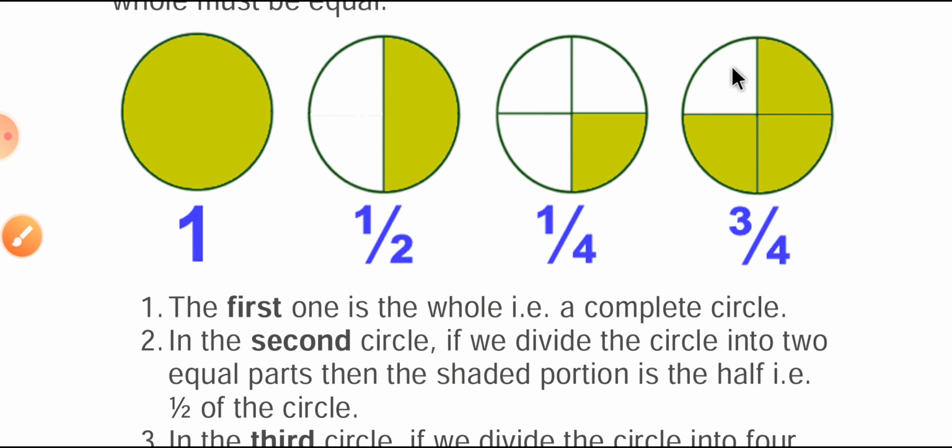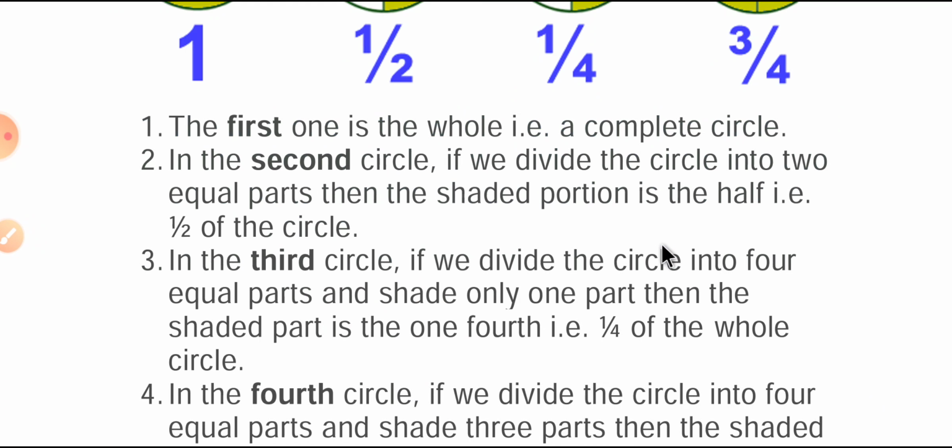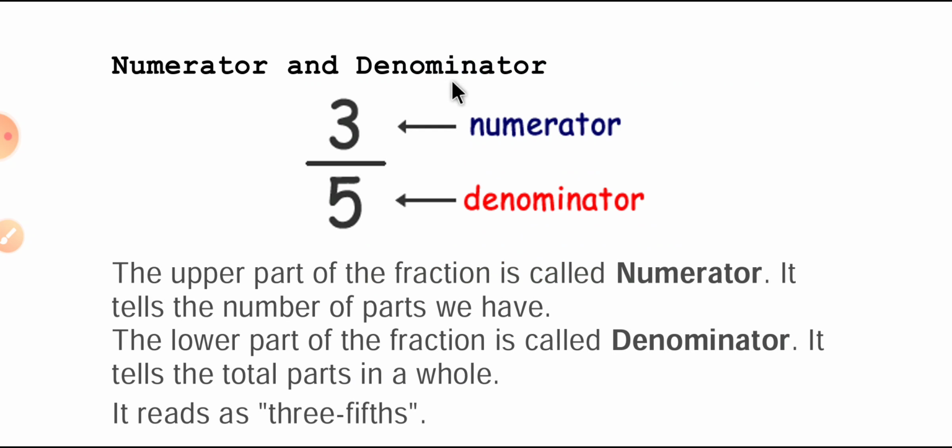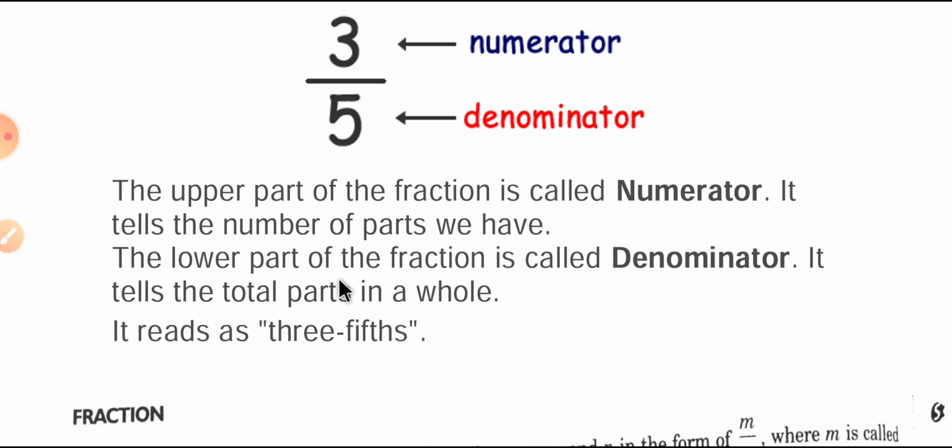Then the last one, you can see again there are 4 parts, but how many parts are shaded? 1, 2, 3. So the fraction will be 3 upon 4. So you can see what are the numerator and denominator? Numerator is 3 and denominator is 5. The upper part of the fraction is called numerator, and it tells the number of parts we have. It means out of 5 parts we have how many parts? 3. And the lower part of the fraction is called denominator.